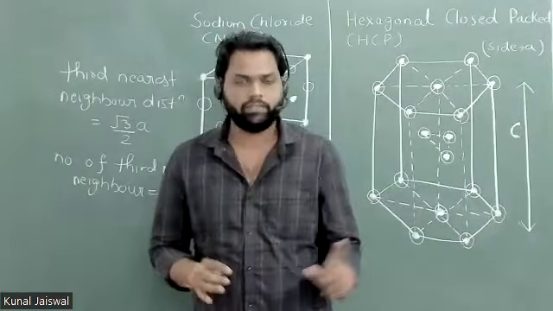So all the distances will be equal, and that will be at a distance A. And the height of this unit cell will be C. The height means the center to center, face center to face center atom separation. This is C. We'll find the value of C later on.